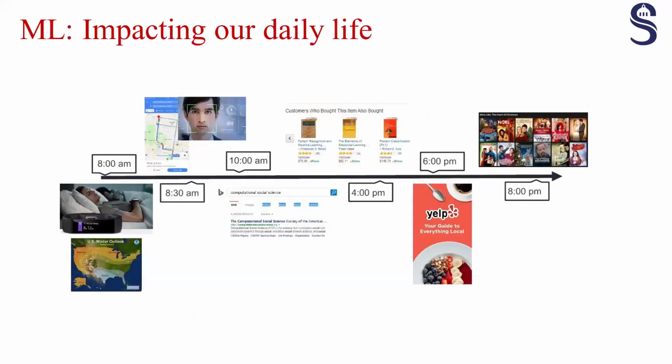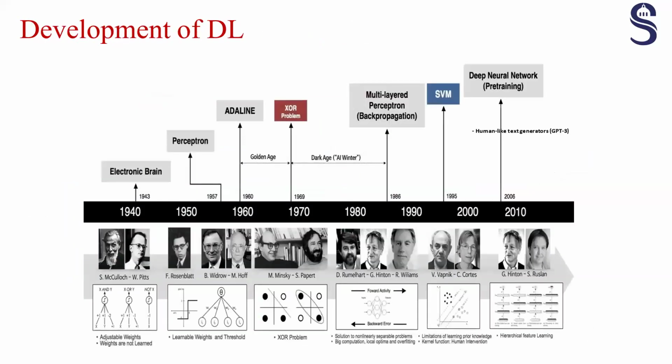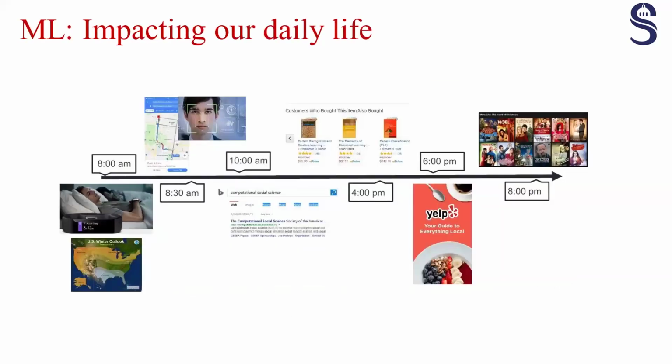So this is the deep learning. Deep learning developments from 1940 to 2010, right? And it has several stages. Different scientists, statisticians, mathematicians, computer scientists, physicists have given their valuable time to develop these techniques which we are using nowadays. So ML is impacting our daily life, as I said, right from the beginning.